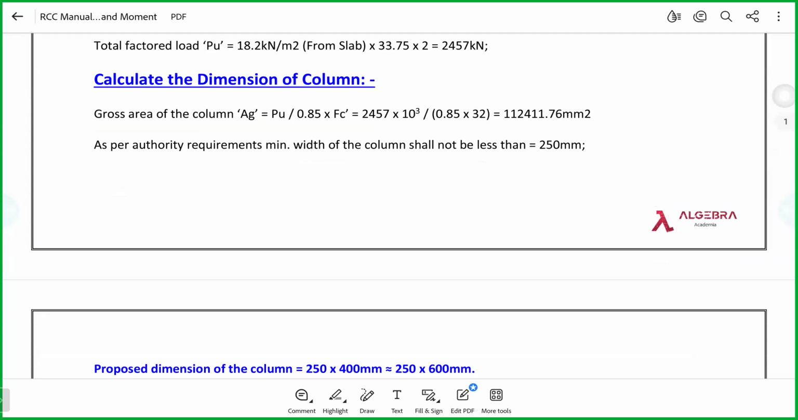So Ag equals Pu divided by 0.85 fc prime. What is Pu now? 2457 kilonewton, because this is already the factored load. Multiply by 10 to the power of 3 because you are converting into Newton, since fc prime is in Newton per square millimeter. I'm keeping all the terminology in the same unit, Newton and millimeter, and then I'm going to get the area.